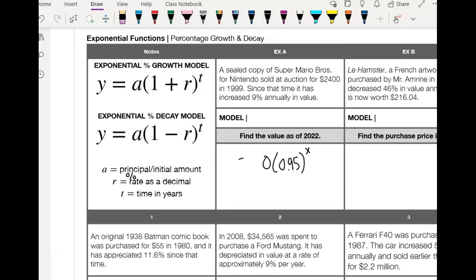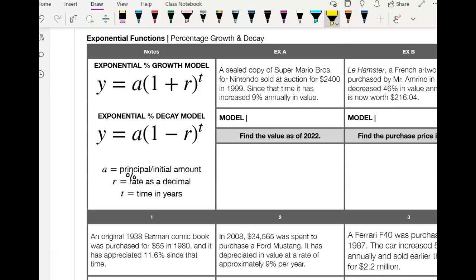So we need to make sure that we understand those basics as we move into these types of problems because we want to know what numbers we're going to plug in where. Okay? All right, so if we take a look at example A, the first thing we want to talk about is just what kind of model is it? Is it the growth model or is it the decay model? So as we're reading, we want to just highlight those important clues.